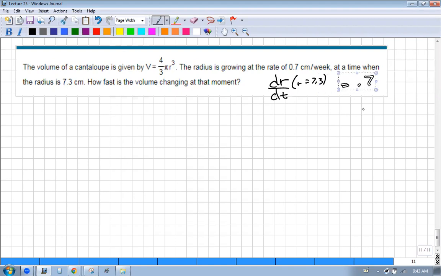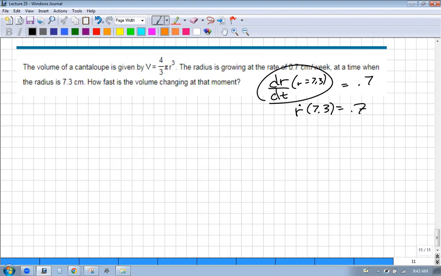Okay. So I would write this as r dot evaluated at 7.3 is 0.7. That's how I would write that down. But because it just looks better like this, otherwise it looks like I'm multiplying or something weird. So dr/dt is a function of r, but specifically when the radius is 7.3, it's 0.7 here. How fast is the volume changing? dV/dt equals what, at that moment, when r dot or dr/dt is 0.7.